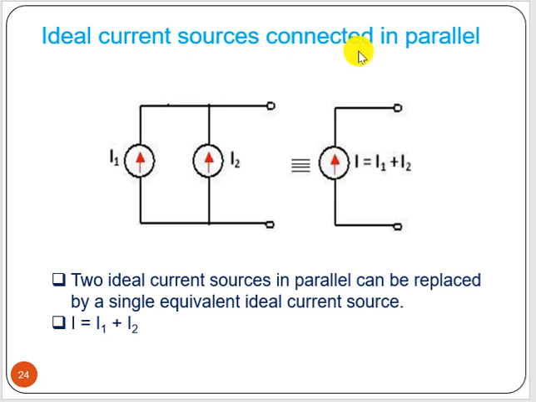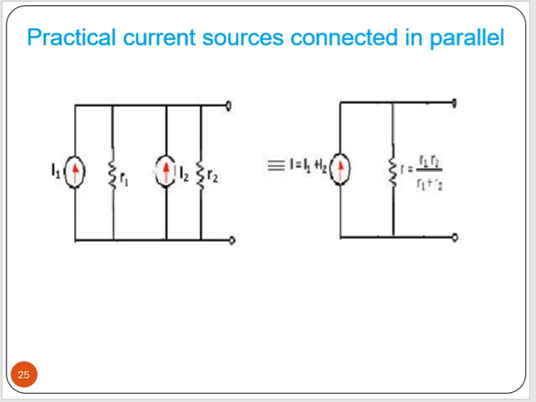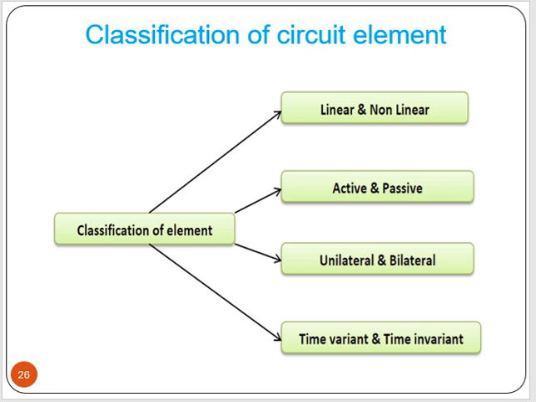Now when ideal current sources are connected in parallel, I1, I2 should be added up. If this direction is downward and this direction is upward, then here it will be I1 minus I2. So we have to take care of the direction. This is a similar thing. For practical sources, I1 plus I2 is the total current, and the total resistance is R1 parallel R2, that is equal to R.